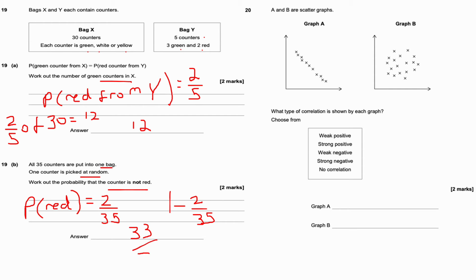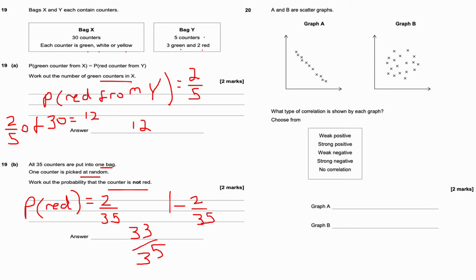Because this comes from the idea that the probability of an event happening plus the probability of that same event not happening has to equal 1. So the probability that I get a red counter is 2 out of 35. That means the probability that the counter is not red, well, the remaining counters in the bag will be 33 out of 35.